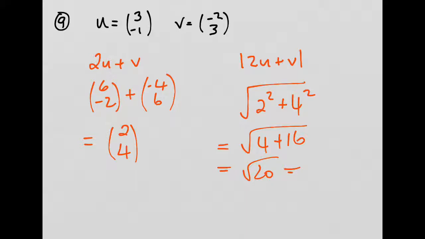Okay, that was a wee interruption there. Root 20 is root 4 root 5, which becomes 2 root 5.